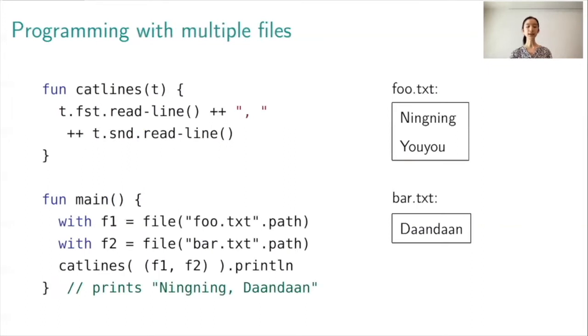Having implemented a handler, we define a helper function, catlines, that receives a tuple of files and concatenates their first lines. And in the main function, we create two file handlers named f1 and f2 and pass these names to the catlines function. An important observation here is that we are using the name of file handlers as first-class values. More precisely, we put the names f1 and f2 in a tuple and pass this tuple to catlines.